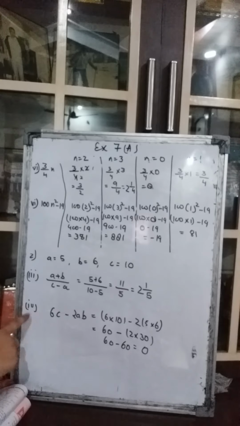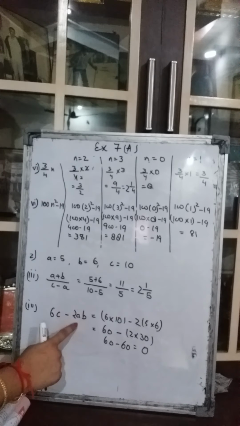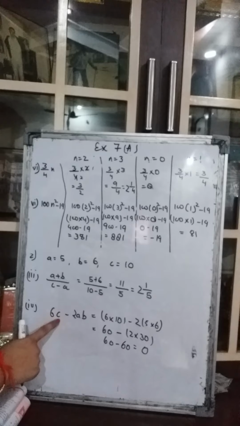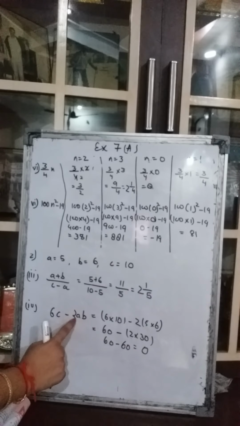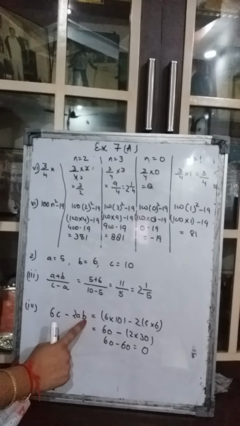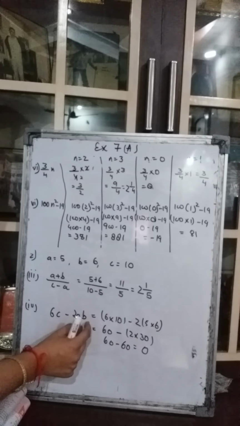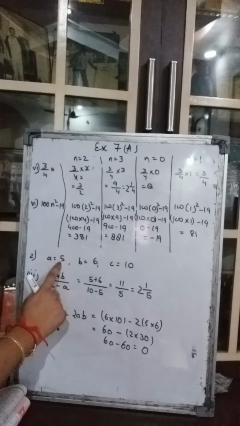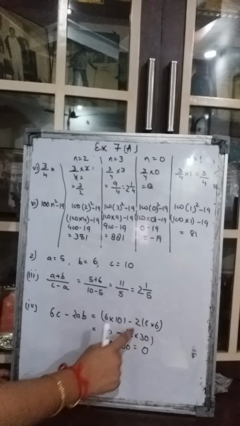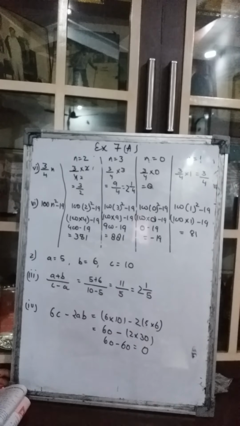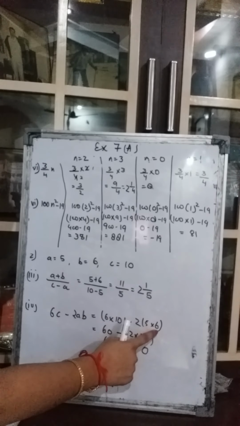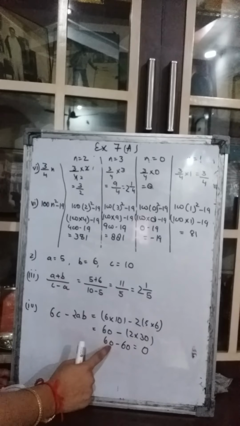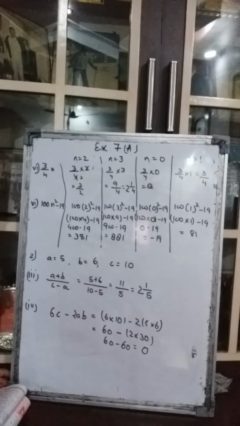Then we come to the fourth part. It says 6C minus 2AB. Okay, 6C means 6 multiplied by C. What is the value of C? 10. 6 into 10, minus 2 multiplied by A multiplied by B. Okay, so write 2 outside and in the bracket you can write 5 into 6, or you can write 2 into 5 into 6, whatever you want to write. So 6 into 10 is equal to 60, minus 5 sixes are 30. So 2 into 30. 60 minus 60 gives you 0.